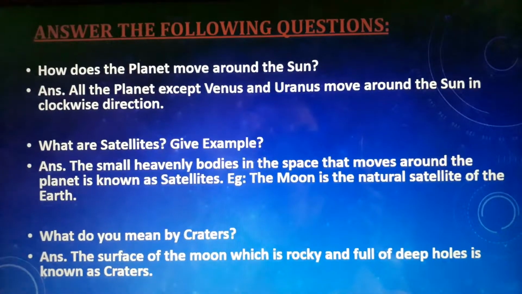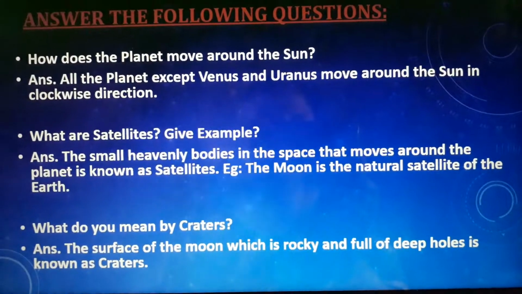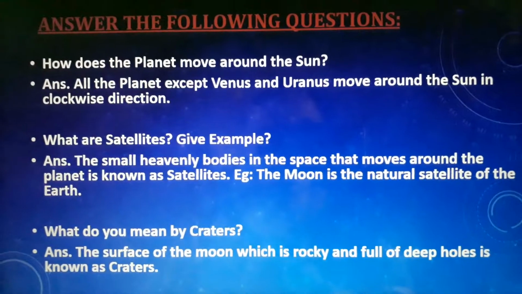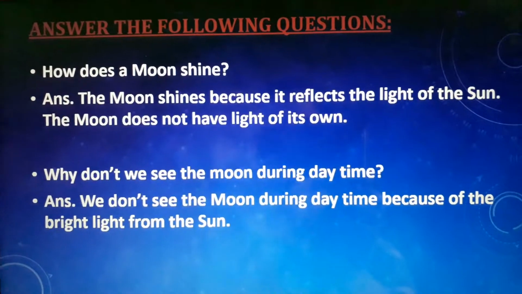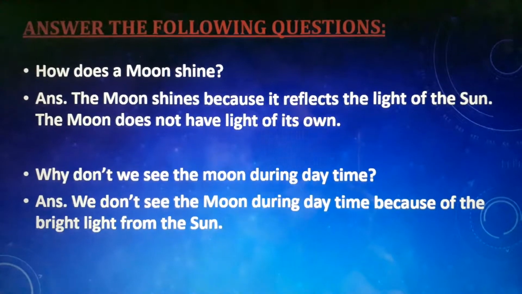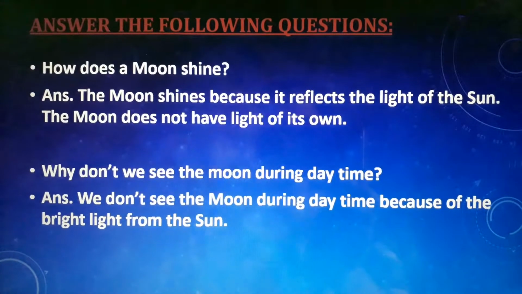What do you mean by craters? The surface of the moon, which is rocky and full of deep holes, is known as craters. How does a moon shine? The moon shines because it reflects the light of the sun. The moon does not have light of its own.